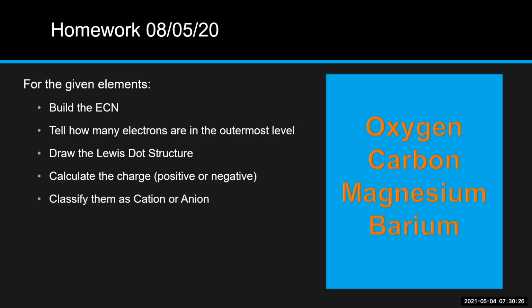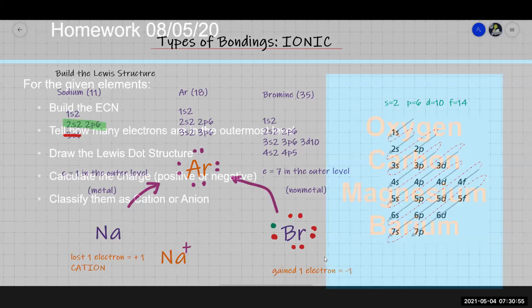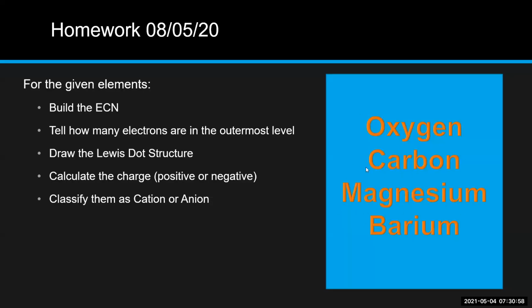This is a homework that I assigned for these 4 elements. Very easy to work with. It says build the ECN, tell how many electrons are in the outermost level, draw the Lewis dot structure, and calculate the charge. For example, how did we get the charge? Sodium lost 1 electron, so the charge is +1. Bromine gained 1 electron, so the charge is -1. So you're going to work with these elements, and then you will classify them as cations or anions. This homework is just for practice.